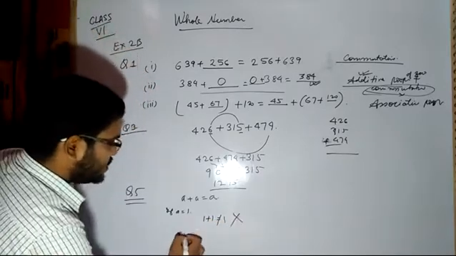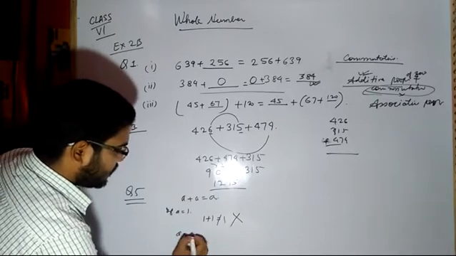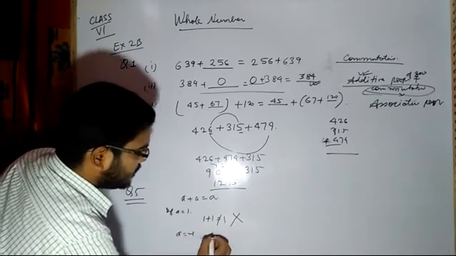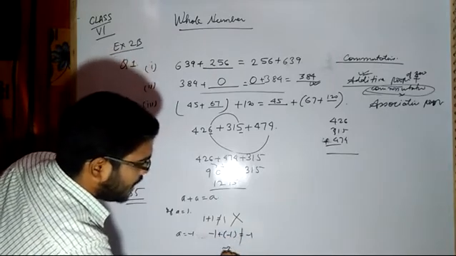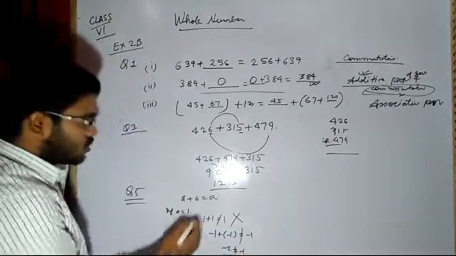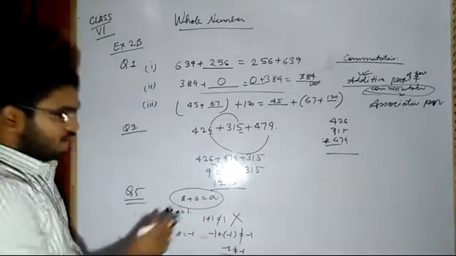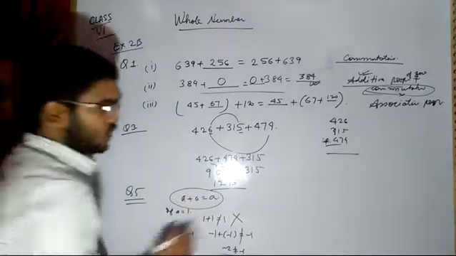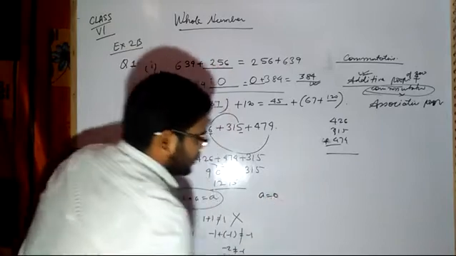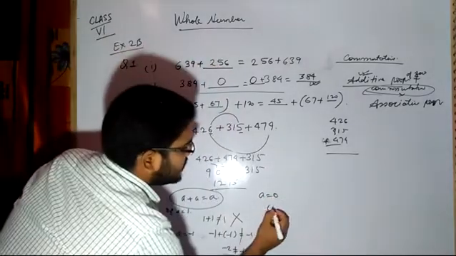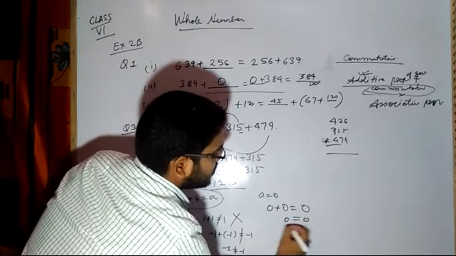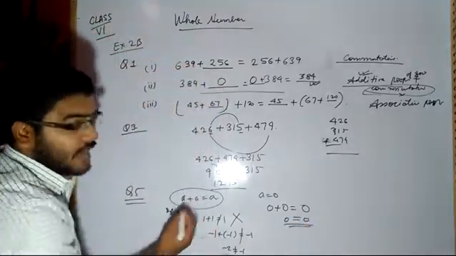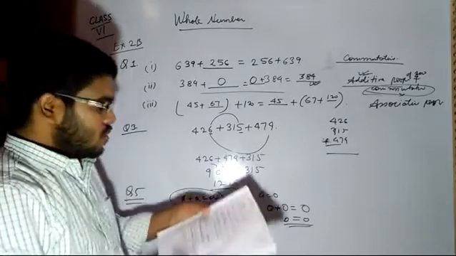If I say a is equal to minus 1, then what will be my result? Minus 1 plus minus 1 is equal to minus 1. Will it be? It will be minus 2, not equal to minus 1. So the only whole number which will satisfy this condition is a is equal to 0. If I put a is equal to 0, then 0 plus 0 is equal to 0. So the value of a will be equal to 0.